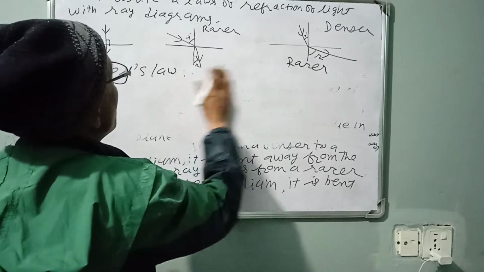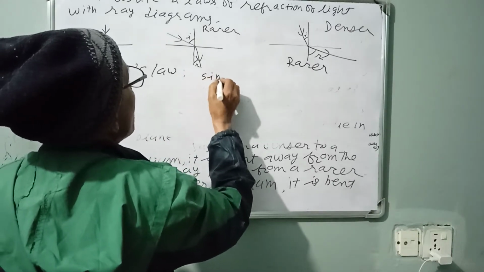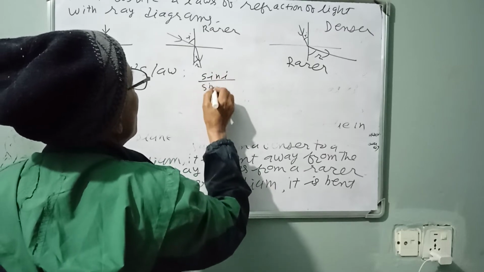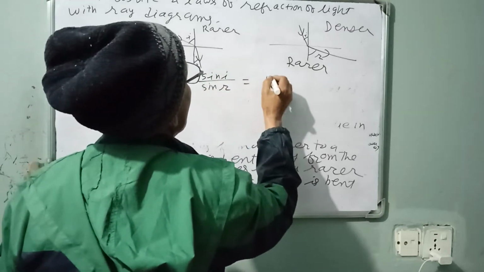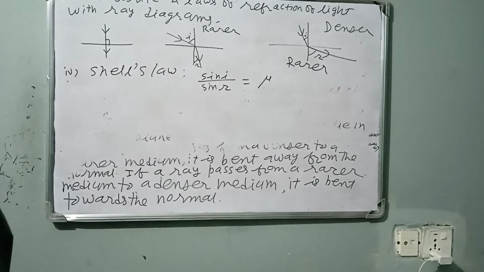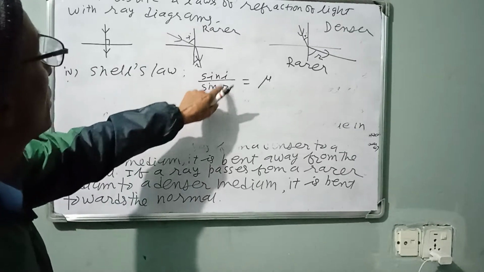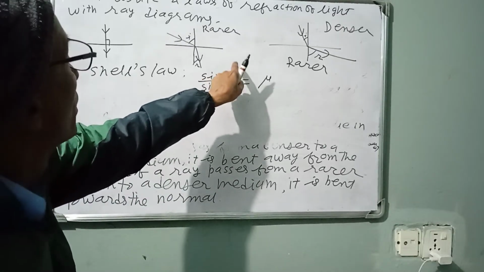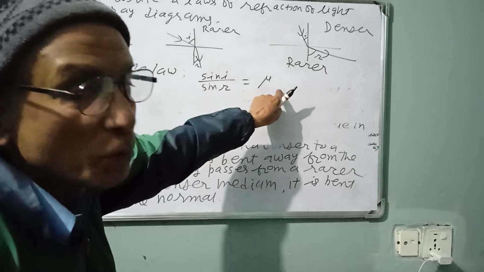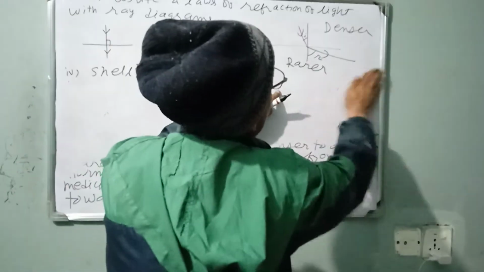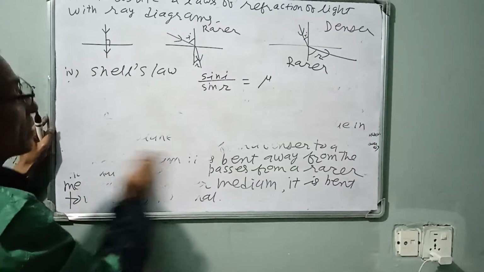First of all, I write sin i by sin r equal mu. See, a constant, the refractive index. If you forget the language, this is very helpful. Sin i by sin r equal mu. You can just write down the sentence if you know this relation. So this relation is very important.